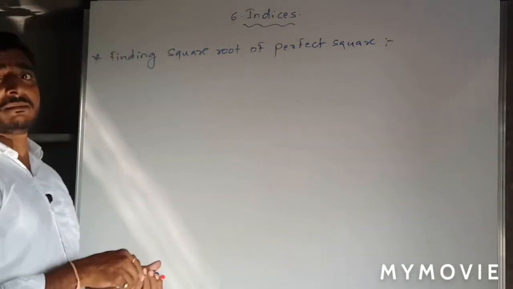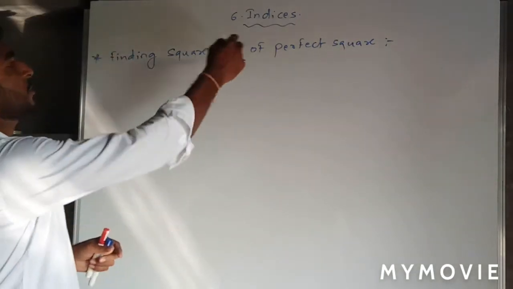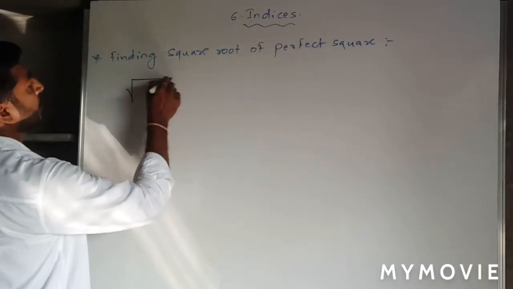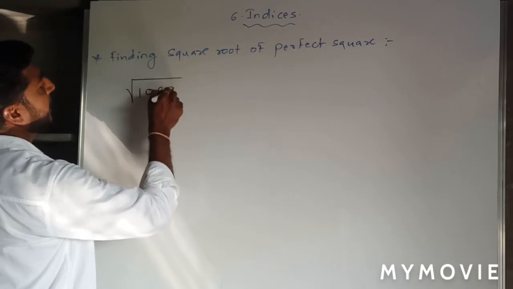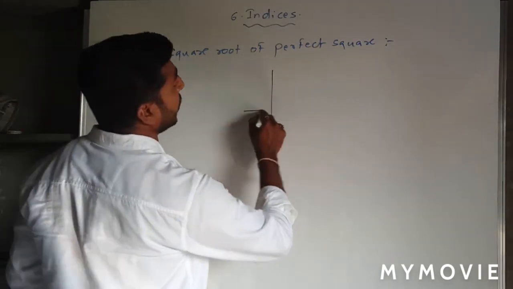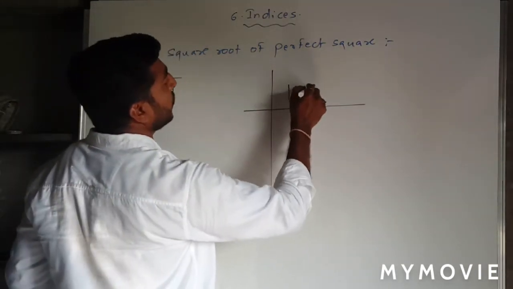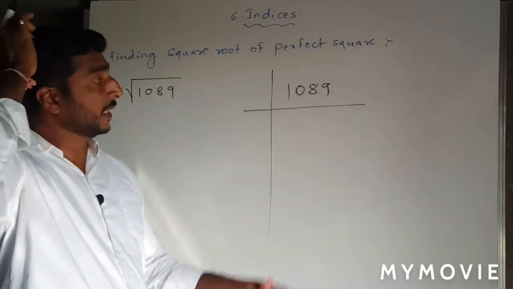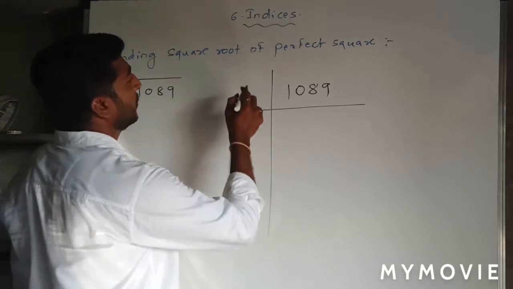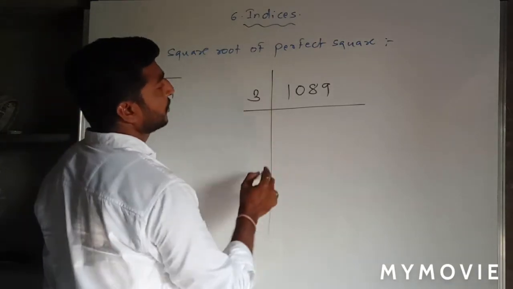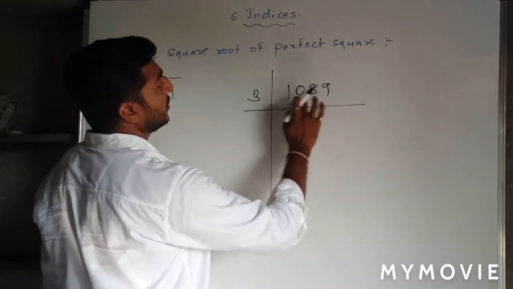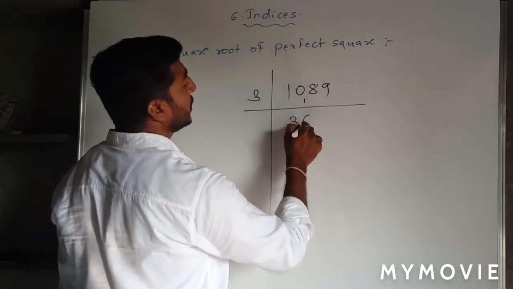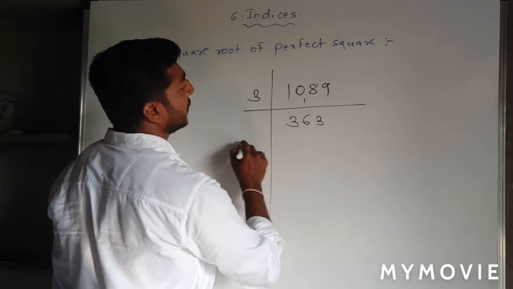So here we will see some examples to understand how to find the square root of a perfect square. Find the square root of 1089. To find the square root of 1089, you have to find the prime factors of 1089 by the vertical division method. So here we will start with 3. 3 threes are 9. Divide this number by 3. Whatever the question is, you will write here. So 3 threes are 9. So 1 here, 3 sixes are 18, and 3 threes are 9.